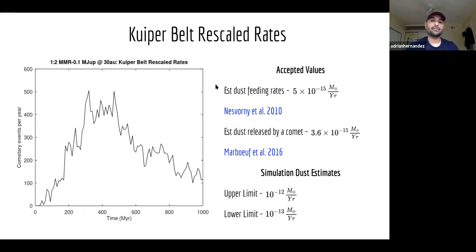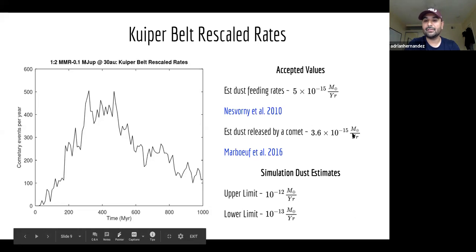Another thing that I did was I rescaled my rates such that they would copy that of a Kuiper belt analog. And you can see here how the number of cometary events per year increased significantly. And I did that because I wanted to make it something more real, right? I mean, in general, these planetesimal belts have way more particles or way more planetary bodies than 5,000. So I rescaled them to look like a Kuiper belt analog.